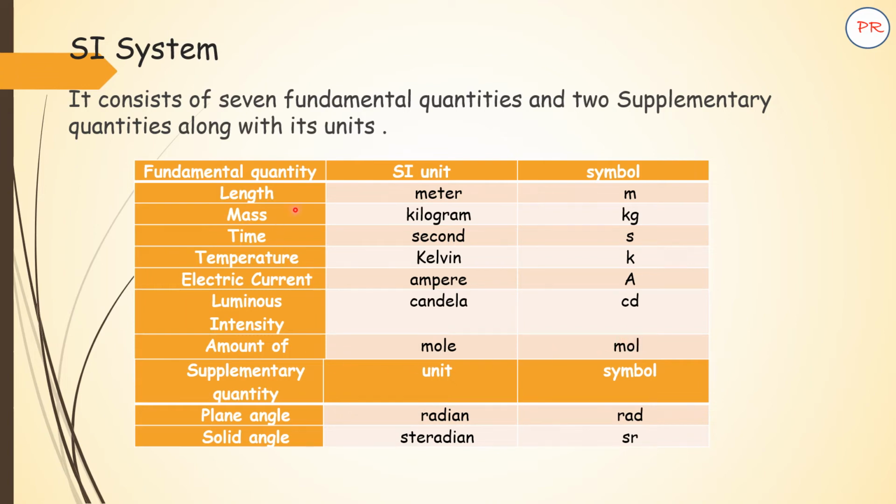Apart from these 7 fundamental quantities, there are 2 supplementary quantities over here. One of them is a plane angle, unit is radian, and its symbol is rad. Second one is solid angle, its unit is steradian and symbol is sr.